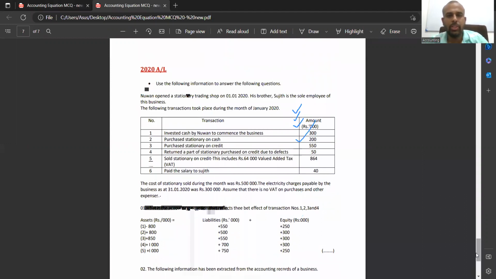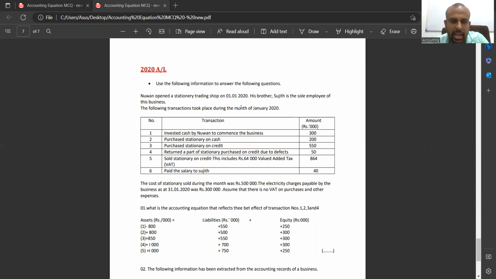Use the following information to answer the following questions. What were the questions they have given? Nuwan opened a stationery trading shop on 1st Jan 2020 and his brother Sujit is the sole employee of the business. The following transactions took place. They have given a few transactions.